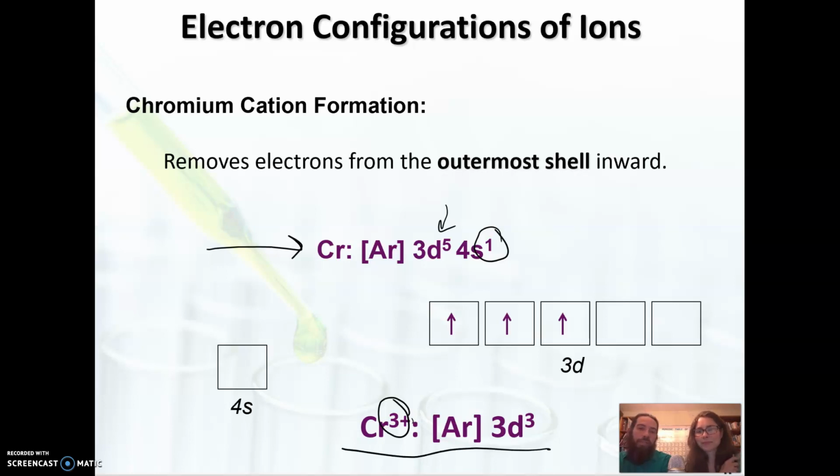And notice too, we rearranged the order for this. We put the 3d before the 4s, and in the fill order the 4s would come first. It just helps to do that for the cations, I think.